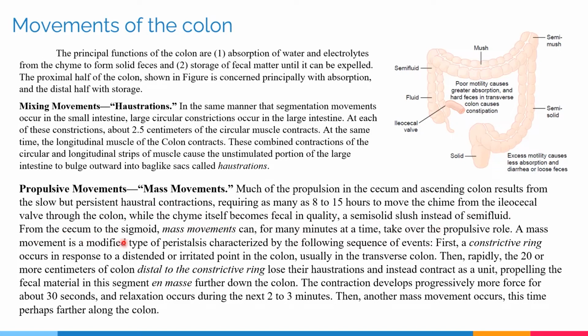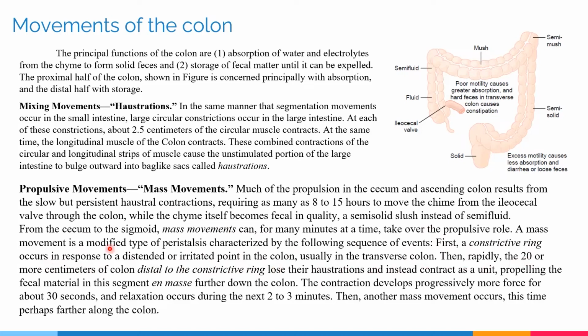From the cecum to the sigmoid, mass movements can, for many minutes at a time, take over the propulsive flow. A mass movement is a modified type of peristalsis characterized by the following sequence of events. First, a constrictive ring occurs in response to a distended or irritated point in the colon, usually present in the transverse colon.